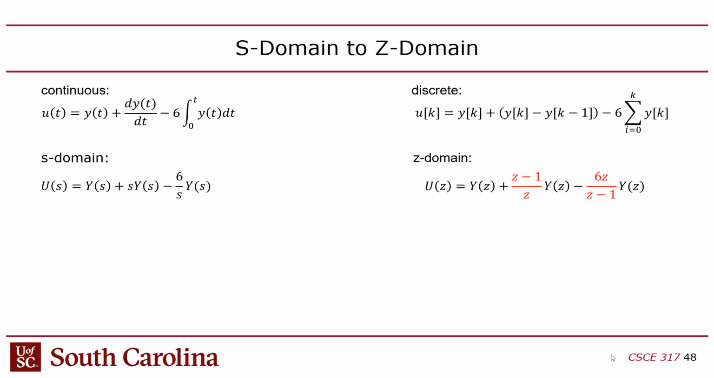First of all, here's the continuous system I had as an example before: y plus sy minus 6 over sy. You could just directly convert s. Remember, what is s? S is the derivative, but the derivative in the z domain is z minus 1 over z. And 1 over s is the integral, and the integral in the z domain is z over z minus 1, right? So you could do that kind of thing.